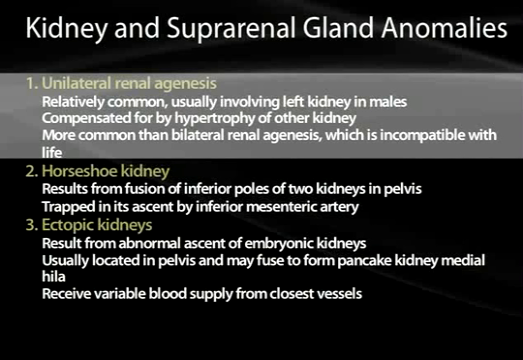The horseshoe kidney is one in which the tails of the ascending kidney and the metanephric blastema will fuse together. The reason that they can't ascend into the pelvis or out of the pelvis at that point is because those inferior poles get hung up on the inferior mesenteric artery.